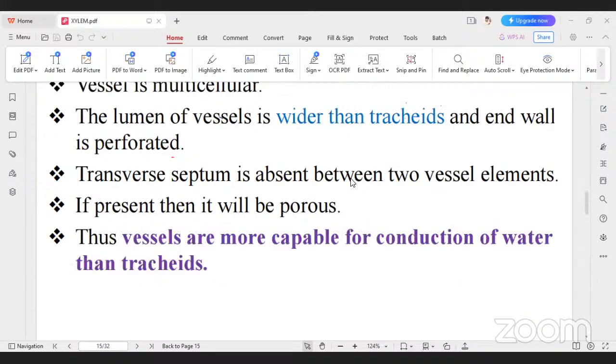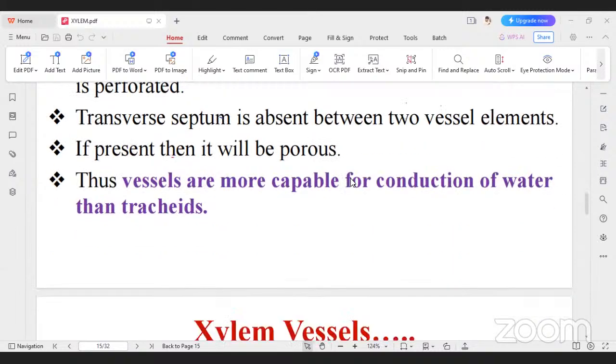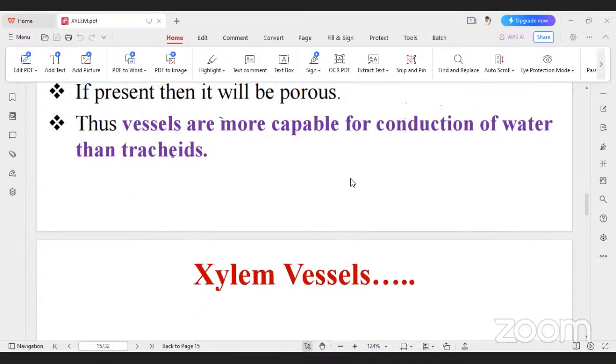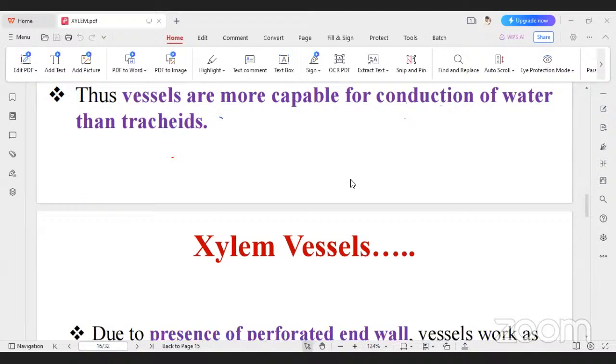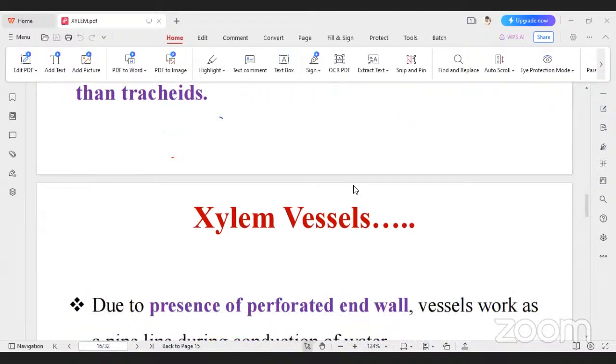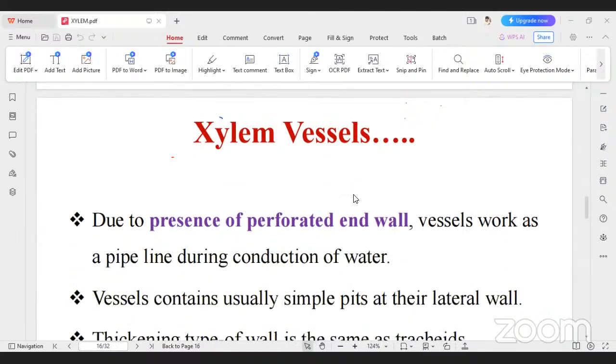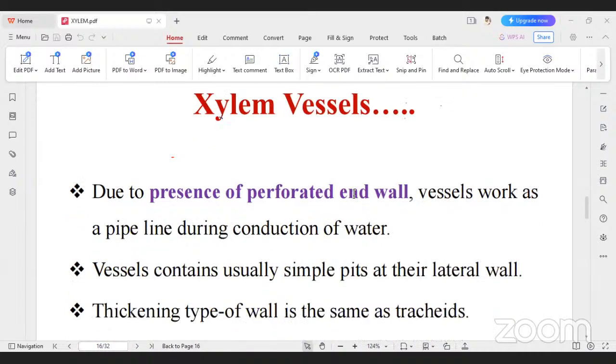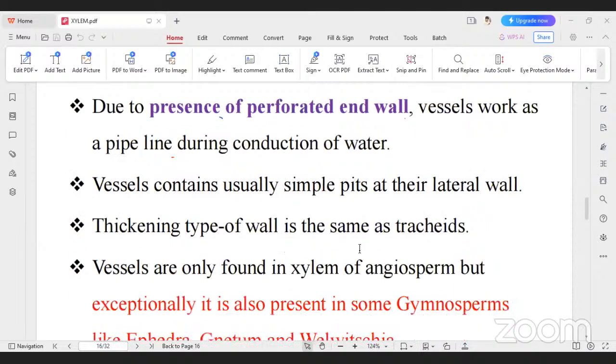Vessels are more capable of conducting water than tracheids. Why are vessels more capable than tracheids? Can you guess? They have a larger lumen. Larger lumen, okay, that's it. And also it is continuous. There is no cross septum. Right. And in xylem vessels, due to the presence of perforated end walls, vessels work as a pipeline. While conducting water, there is no interruption. Vessels usually contain simple pits on their lateral walls.